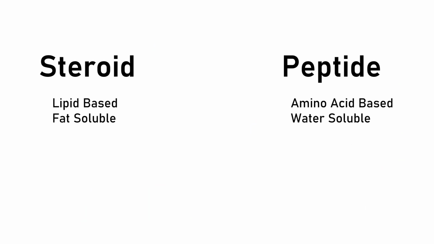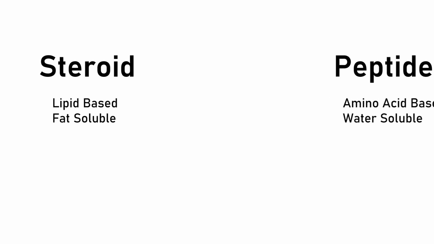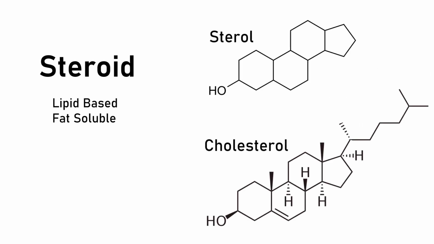So we have these two categories of hormones. We have steroid-based, which are fat or lipid-based, and they're fat-soluble, meaning they interact well. They don't need a special key or a transporter to get through. And then you have your peptide-based, which are your protein-based, which are your amino acid and are water-soluble. So we'll talk about our steroid first.